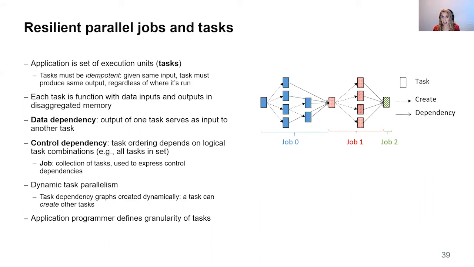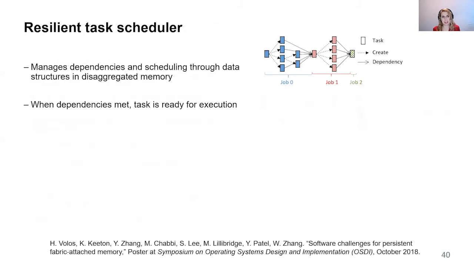The task graph doesn't actually have to be determined a priori. It's possible for that task graph to be constructed as part of the execution in a dynamic parallelism kind of model. So tasks can create other tasks, and this is really useful for being able to do recursive decomposition and other kinds of popular parallel programming models. The application programmer is responsible for specifying the size of the tasks as well as the dependencies between the tasks. So that allows them to have control over how fine a granularity of recoverability the application will have. So all of this is supported by the underlying runtime system.